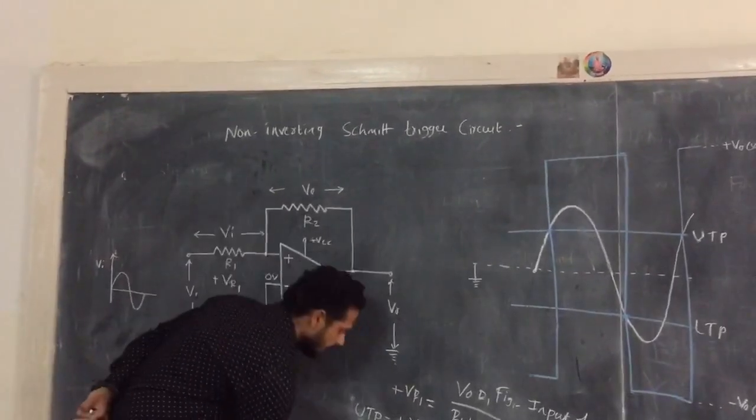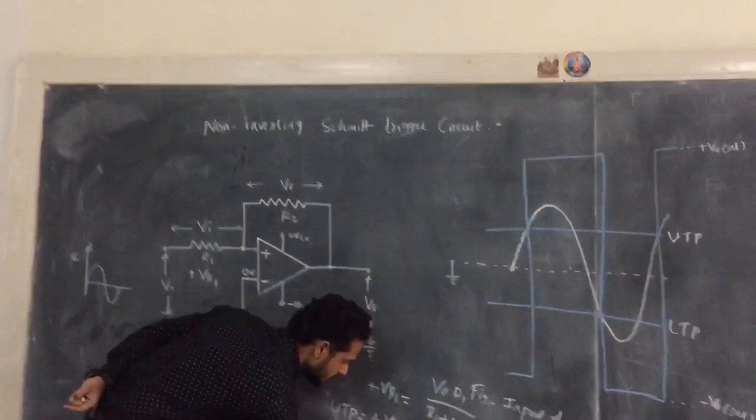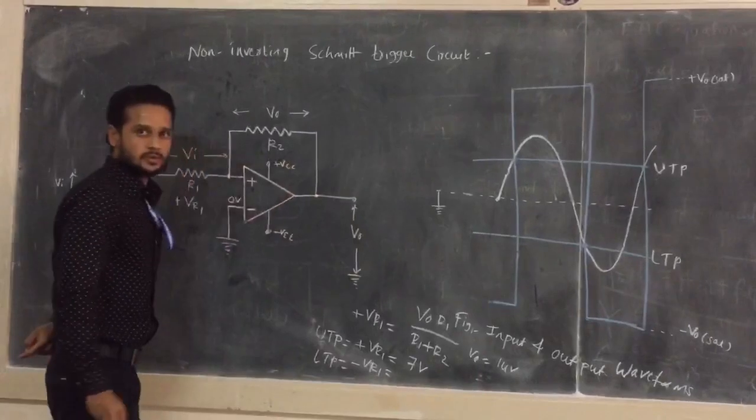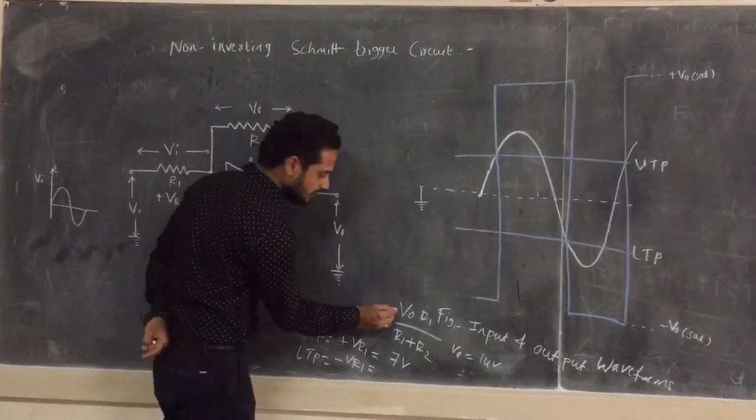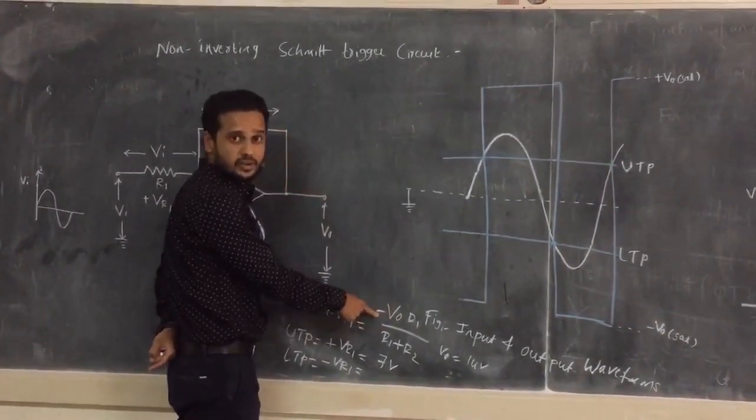Similarly, if you want to calculate the lower triggering point, this will be minus VR1. The formula remains the same except that the output will switch to minus V0 saturation.